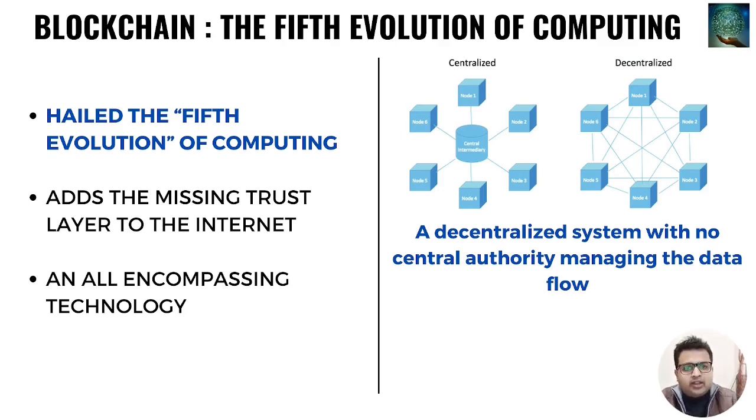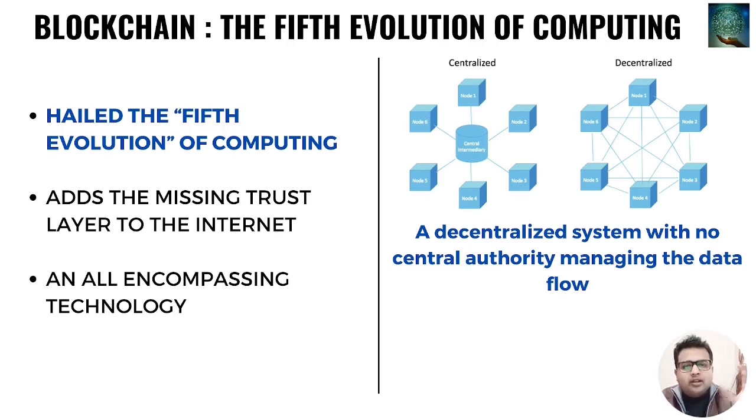Or you use any e-commerce, any application you use, all your data is residing in a central storage. Its ownership is held by that company. Definitely, there is an issue of trust. Blockchain solves that problem. That's why it is the fifth evolution of computing. Blockchain is a decentralized system, very big thing. The decentralized system, with no central authority managing the data flow.